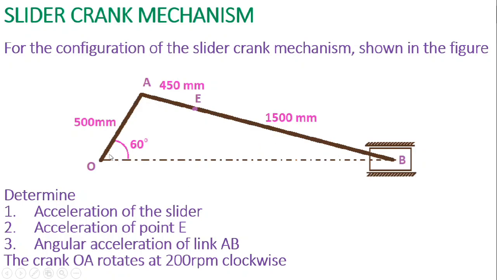Then we need to determine the angular acceleration of this connecting rod AB, but the condition is that the crank OA rotates at 200 rpm clockwise, and here it is at 60 degrees to the horizontal. So friends, let us see how to solve this problem.